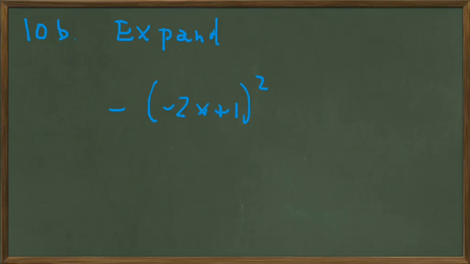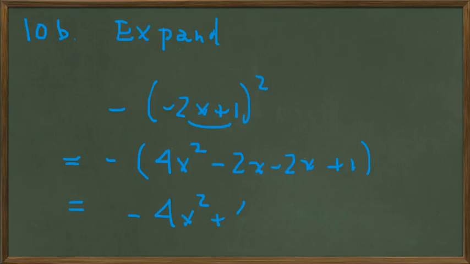So we're supposed to expand this binomial squared. So first we're going to take minus 2x plus 1 squared, so that's the FOIL method. The first is minus 2x times minus 2x, which is 4x squared. The inner and the outer are the same, minus 2x and minus 2x, and then the last is 1 squared, which is 1. And if we combine terms and move the minus sign through, we get minus 4x squared plus 4x minus 1.